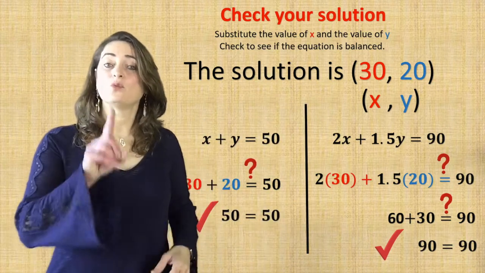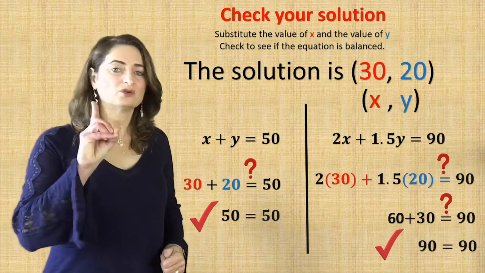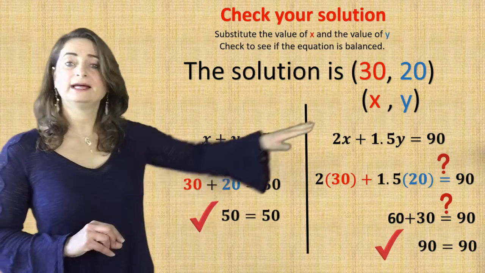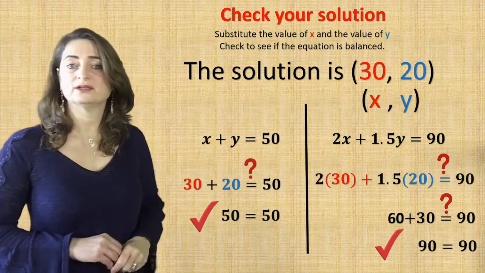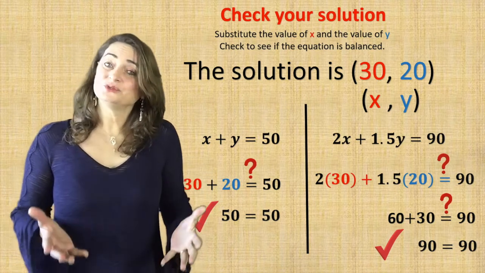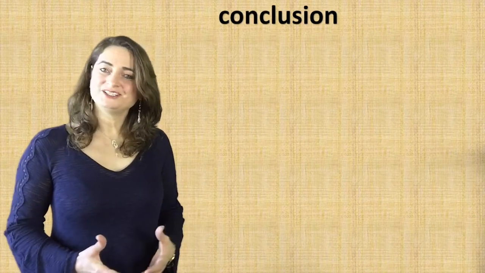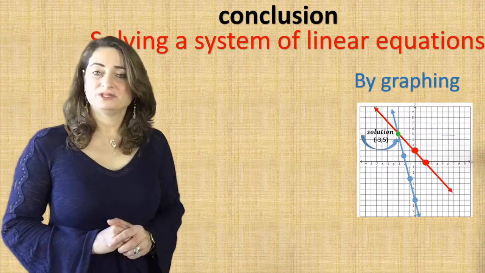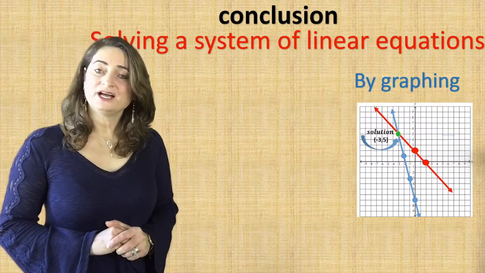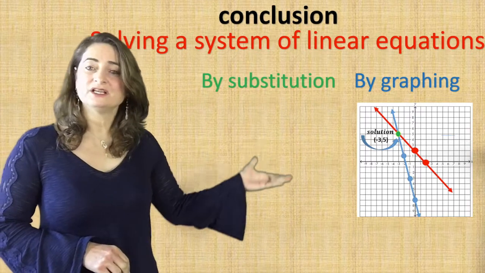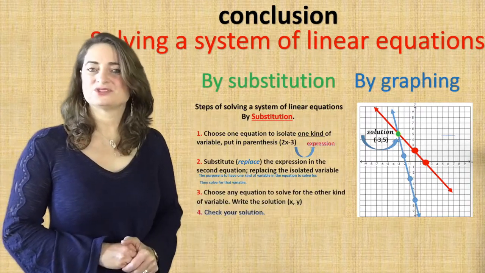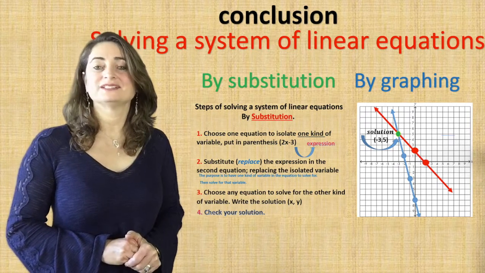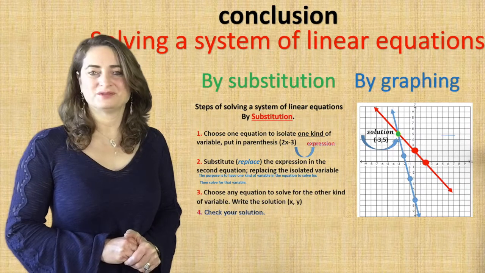That is one solution. That means there's only one value for x, one value for y, that makes both equations true. Not any other value would solve those two equations. So in conclusion, for today's lesson, we learned how to solve a system of linear equations by graphing, where the two lines meet, and that would be the solution. And we learned how to solve the system by substitution, and those are the 4 easy steps to solve by substitution. In the next lesson, we'll talk about something called elimination to solve a system of linear equations.